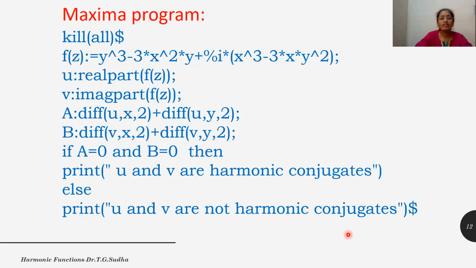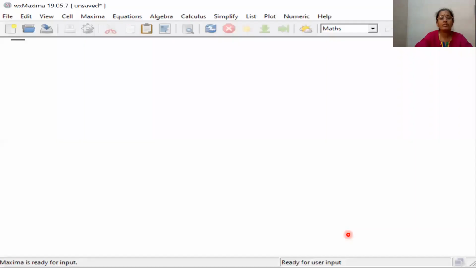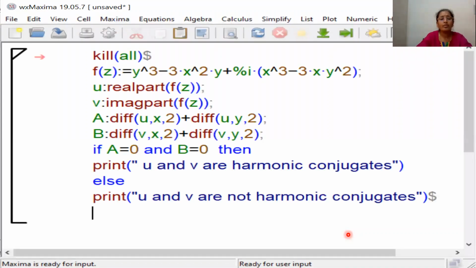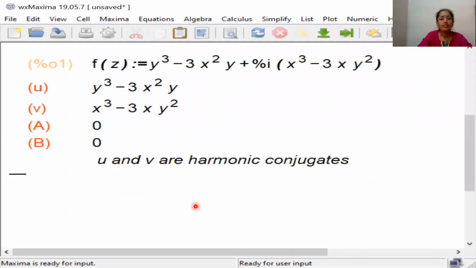Now let us execute this in the Maxima window. So this is a Maxima window. Let us copy down the command over here. So this is the given function, real part, imaginary part, a, b, and this is the conclusion. So now let us execute using shift enter. So this is the given function f of z, real part u, and this is the imaginary part v.